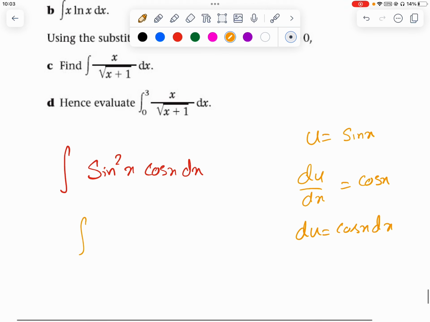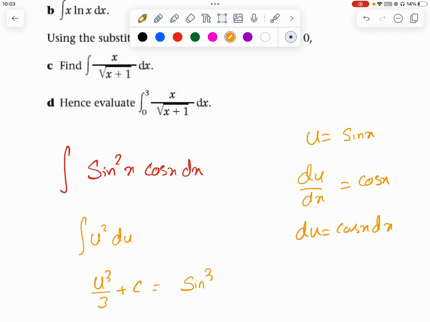So it becomes u square du. So it becomes u cube upon 3 plus c, which is sine cube x upon 3 plus c.